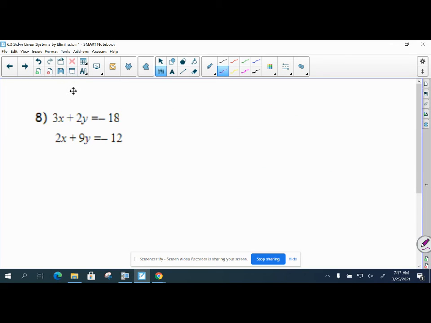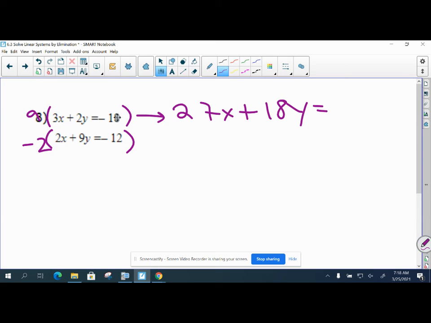All right, and then there's one more here we'll talk about. So for this one, I'm going to do something different. Yes, you can multiply this top equation by 2 and the bottom equation by negative 3 and get the x's to cancel. But let's say we wanted to cancel out the y's just to change it up. So I would do the top equation by 9 and the bottom equation by negative 2.